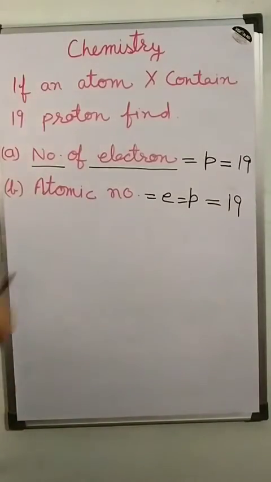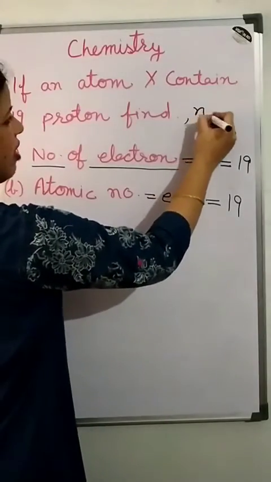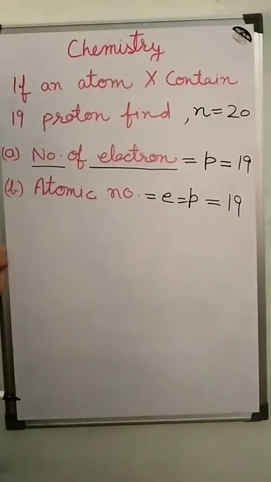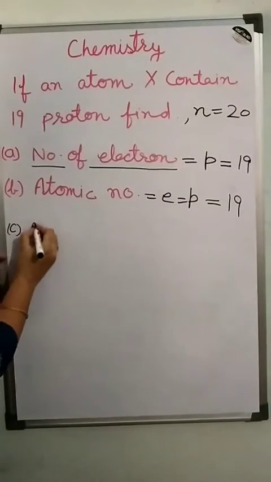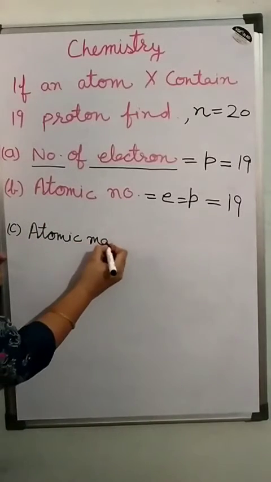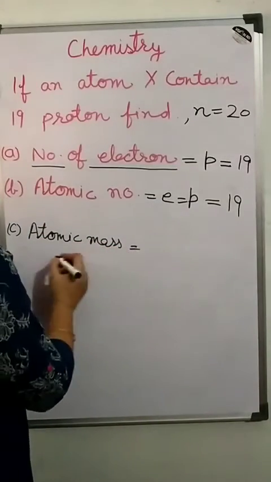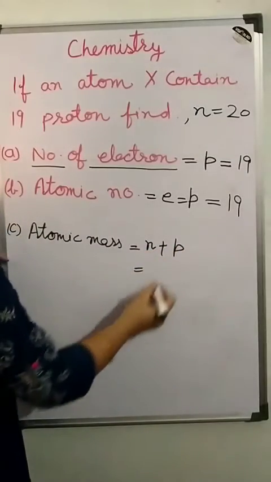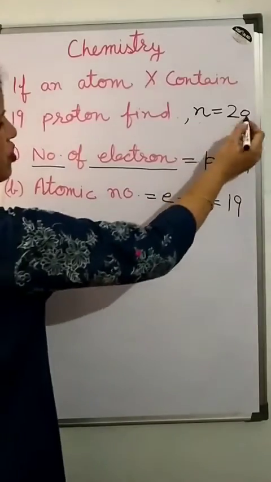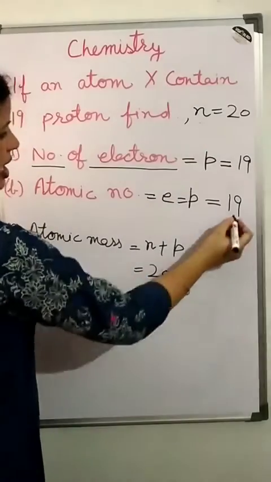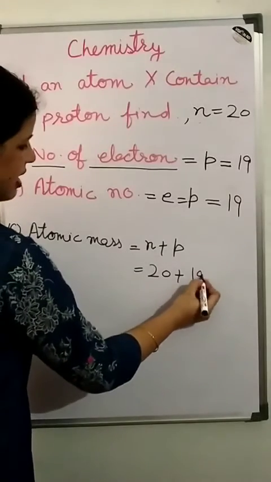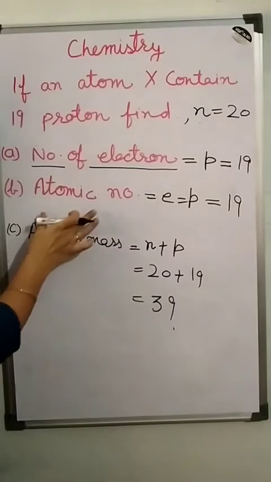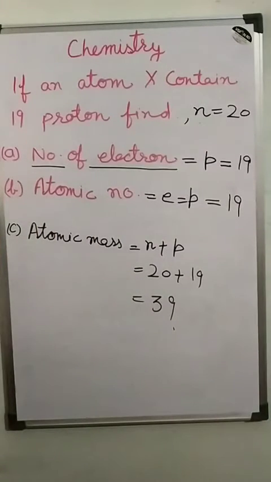Okay. Suppose in this question we have the number of neutrons equal to 20. Then how do we calculate atomic mass? Let's see. Atomic mass is equivalent to the number of neutrons plus the number of protons. The number of neutrons given to us is 20 and the number of protons is 19. So that is equivalent to 39. So in this way we can calculate atomic mass, atomic number and number of electrons.